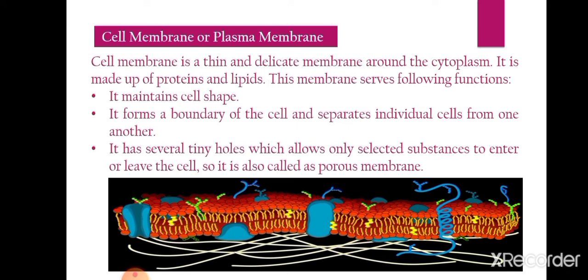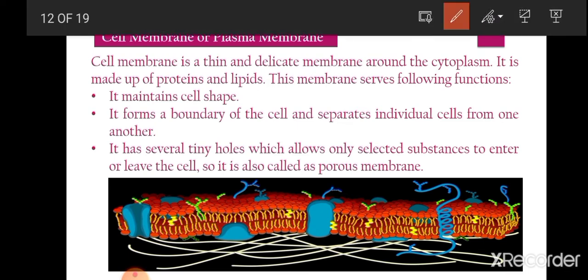So what is the cell membrane? The cell membrane is a thin and delicate membrane around the cytoplasm. As we have seen in the diagram, the cytoplasm is present and that cytoplasm is surrounded by a thin and delicate plasma membrane or cell membrane. This plasma membrane or cell membrane is made up of proteins and lipids. These two are the components which are present in the cell membrane, means the cell membrane is made up of proteins and lipids.